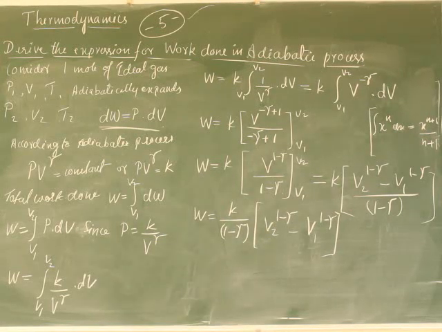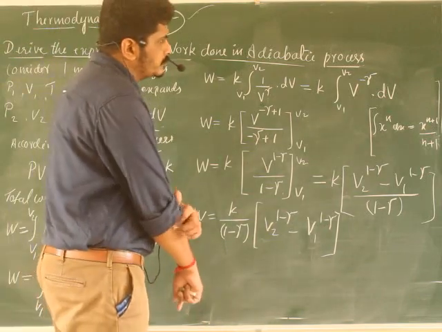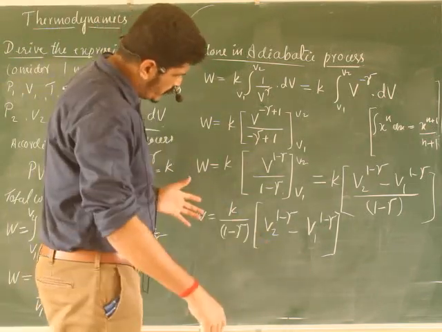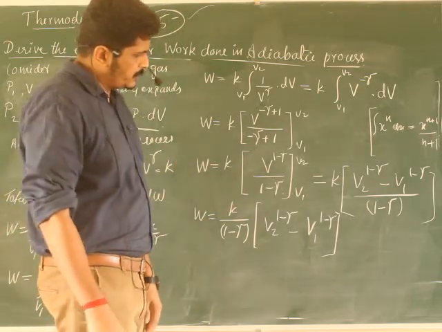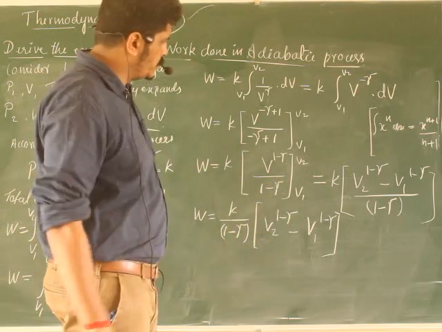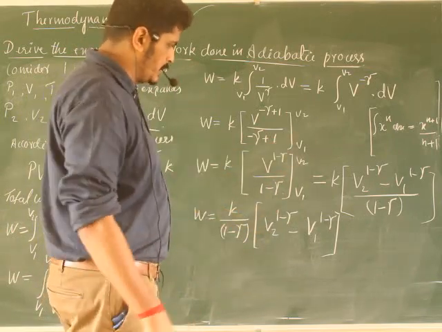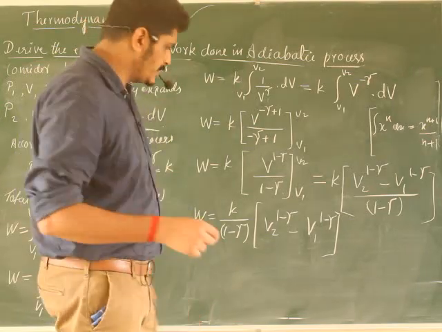Okay, students. So let us continue. So now W equal to K by 1 minus gamma, like this we get. Now we have to do something. So this looks almost like the equation is over, it's a final equation. But we can do some variation. Let us see what is that.